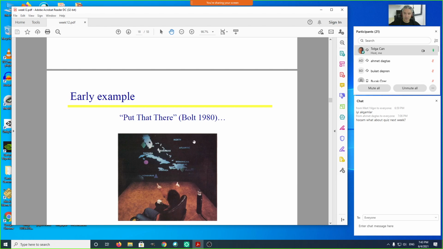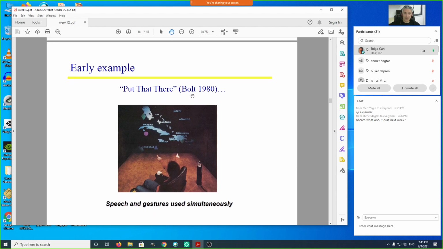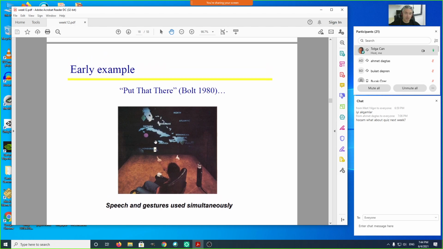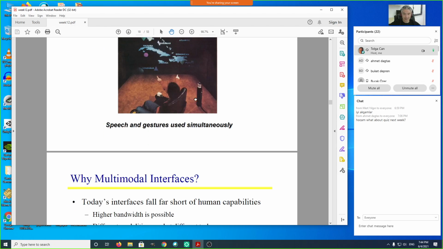And we have seen this "put that there" example last week. The name of the application was Bolt, in the 1980s, in which speech and gestures were used simultaneously. In this application, you manipulate some digital markers on a map by pointing to them and speaking a command.